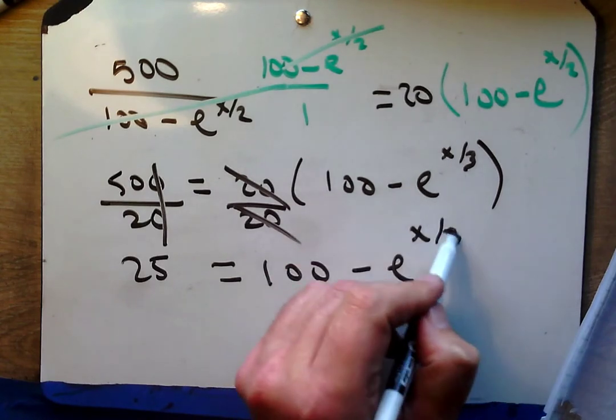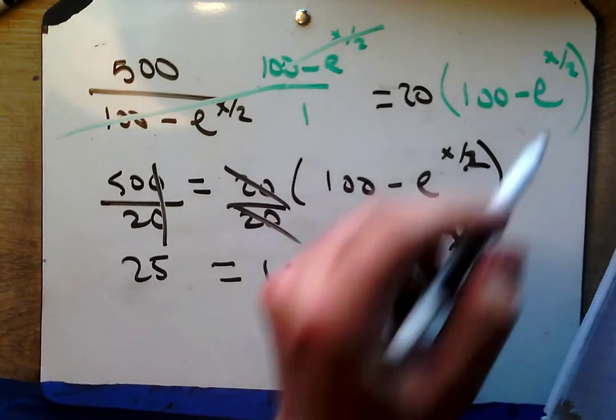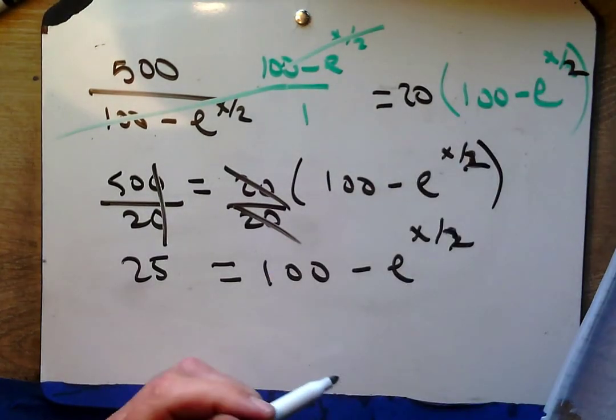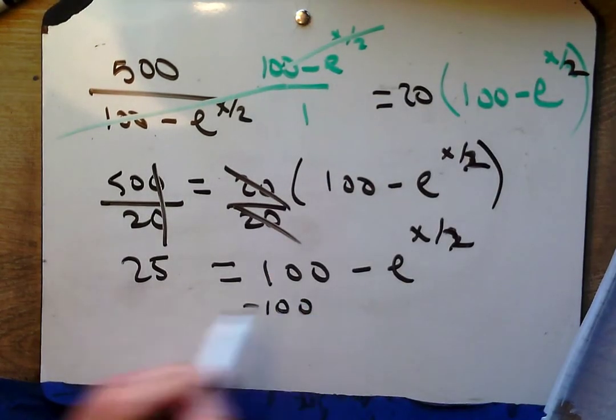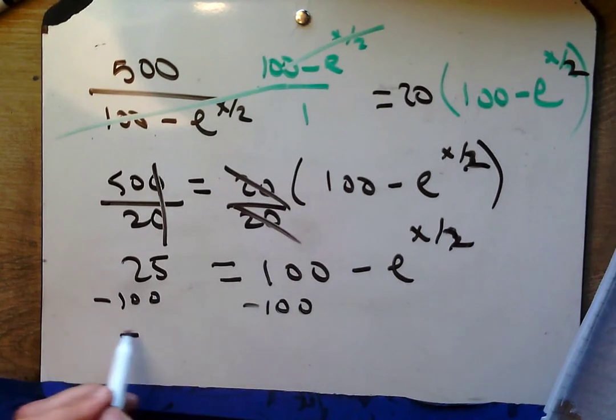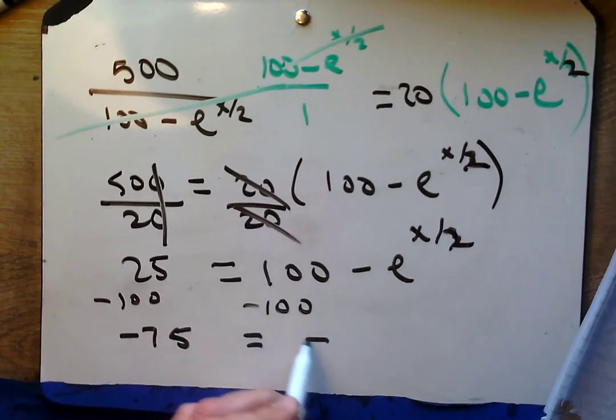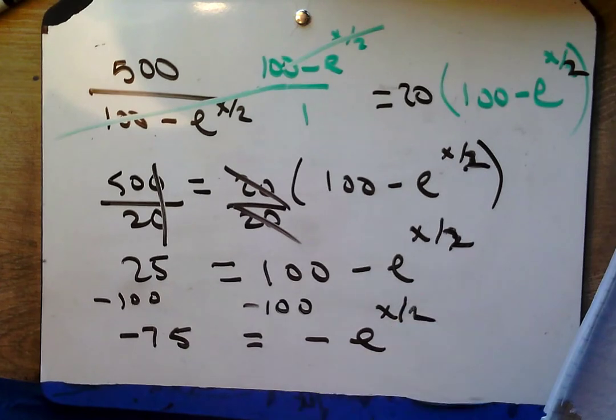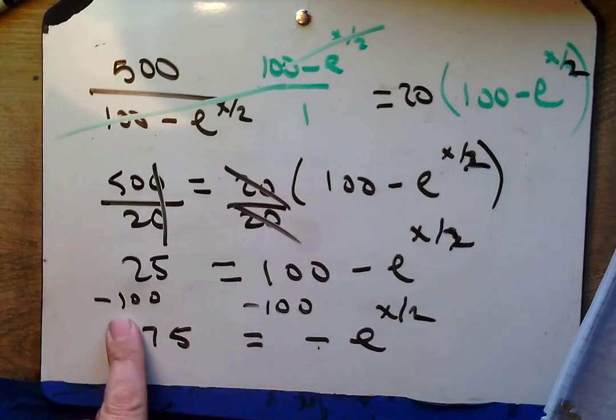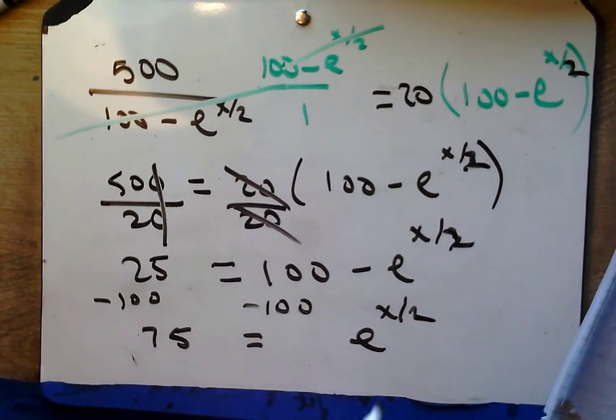It's over 2. That's called a copy mistake. Okay, so I'm going to subtract 100 from both sides. I'm going to get negative 75 equals negative e to the x over 2. Well, no problem. Let's just divide both sides by negative 1. Now what? How can I get this to come down?